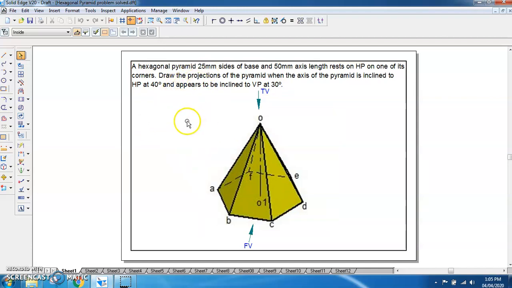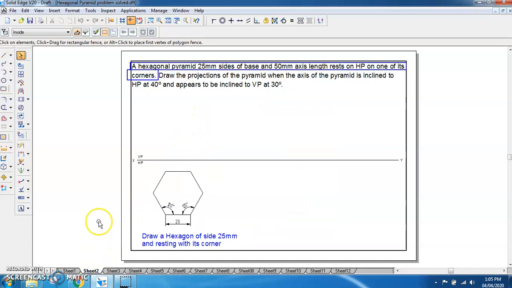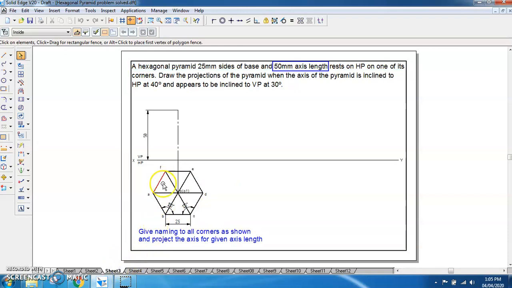To start the projections of this, we have to start with the XY line, marking VP and HP here, and we have to draw the hexagon which is resting on one of its corners. So this is the hexagon of side 25 mm, which is drawn with a corner, or the resting corner, shown on the right side of the observer. So once we do this, we have to mark all the diagonals of this hexagon.